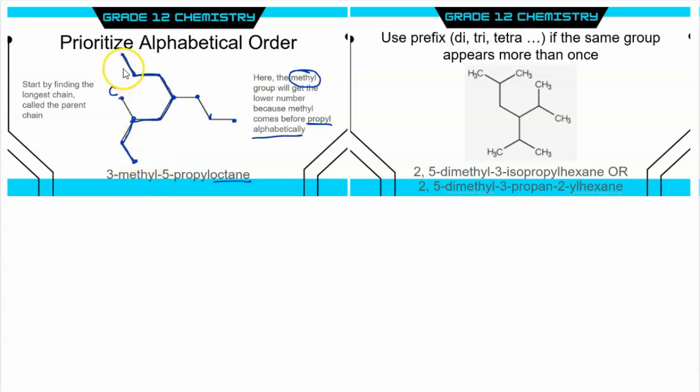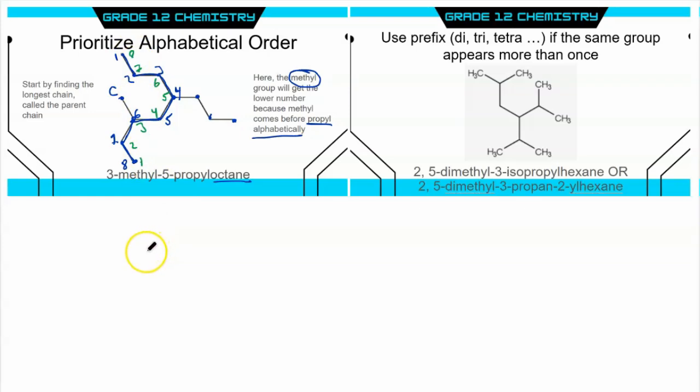So we can number the chain in two ways. I can number this carbon atom 1, 2, 3, 4, 5, 6, 7, and 8. Or I could start numbering it this way. 1, 2, 3, 4, 5, 6, 7, 8.